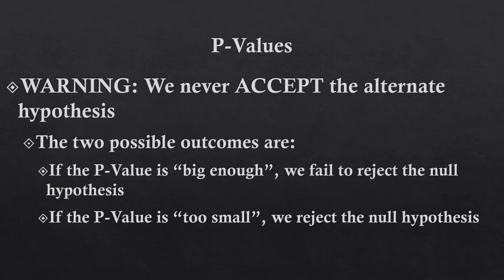So a couple of things when it comes to the p-value. First off, and this is the most common mistake I see, we never accept the alternate hypothesis, okay? There are only two possible outcomes when it comes to a hypothesis test. So if our p-value is big enough or it's above what our threshold is, all we say is that we fail to reject the null. And if the p-value is low or below our threshold, we would say we reject the null hypothesis. So you always want to state your conclusion in terms of the null. Either we fail to reject it or we reject it.